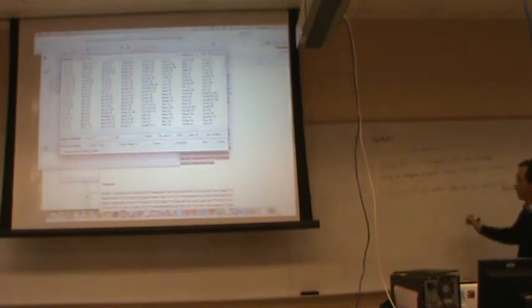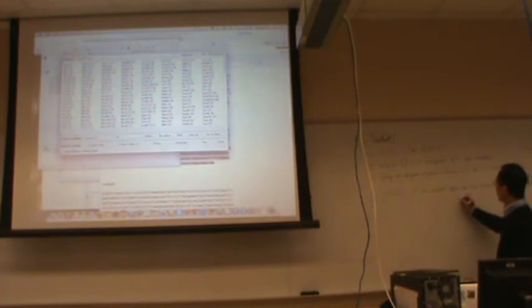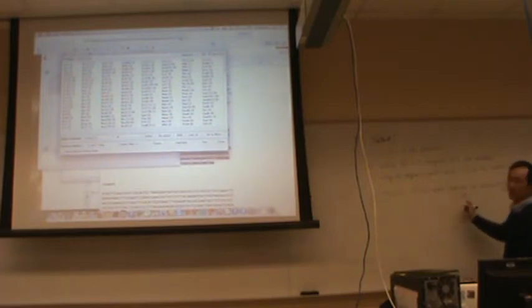Basically, your answer should be something like T234A. Or if it's a frameshift, you just say frameshift. This is just a point mutation. If it's a frameshift, it should be frameshift. If it's a nonsense mutation, it should be nonsense mutation. But it wouldn't be a nonsense for that. Nonsense mutation has a stop codon, right? That's right.